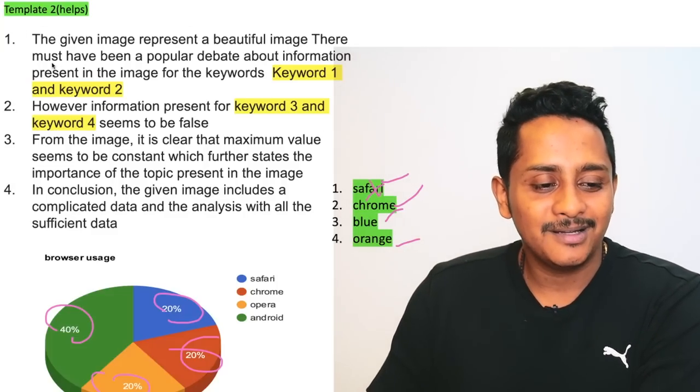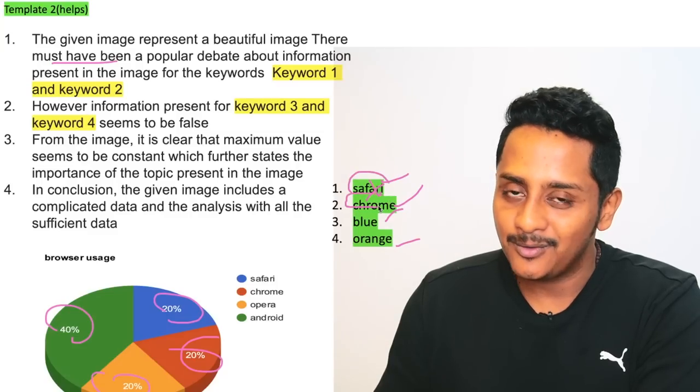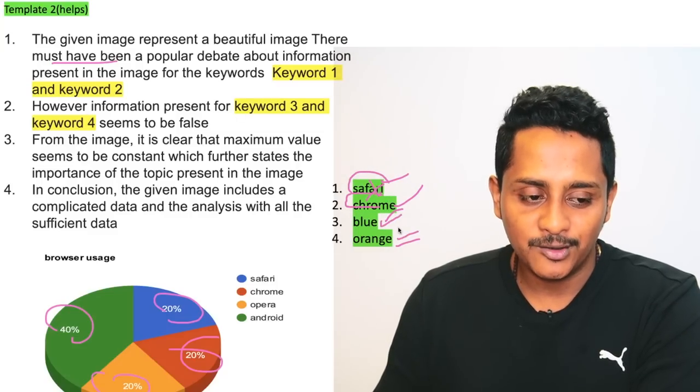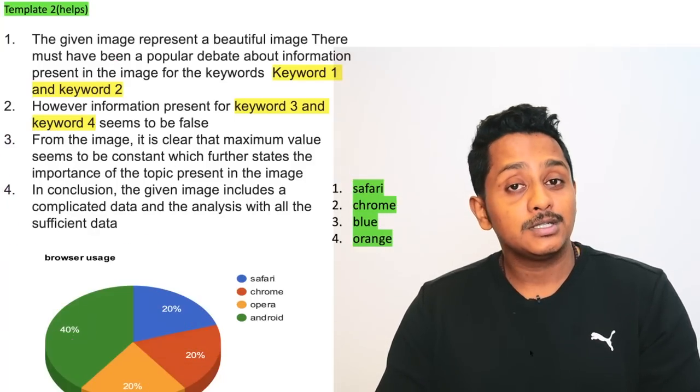Now you can speak. There must have been a popular debate about the information present in the image for the keyword Safari and Chrome. However, information present for blue and orange seems to be false. From the image, again, generic answer. Can we use this? Definitely yes.